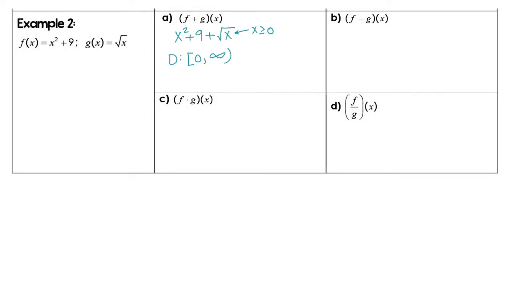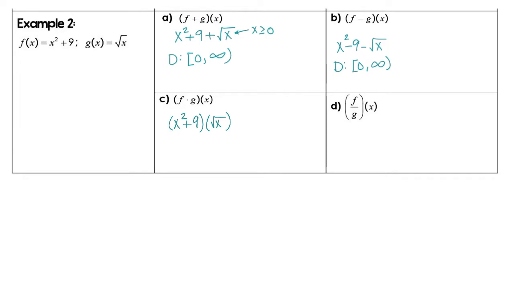So that means we're going to have x squared minus 9 minus the square root of x. And again, very similar, our domain is going to go from 0 to positive infinity. On the next part, we're going to be multiplying these. So I'm going to have x squared plus 9 times the square root of x.